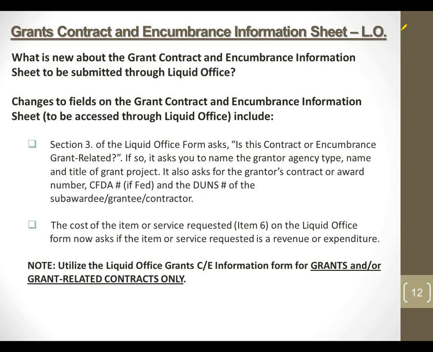Okay, thank you, Kathy. Note down at the bottom, and I'm not sure that I've made this clear, but please be mindful, if the contract or the encumbrance is not grant related, you will not submit the grant contract and encumbrance form through Liquid Office. You will utilize the form that you're all familiar with and have been using for years now. You'll do that the very same way you always have, which is fill out the form, collect the signatures, attach the supporting documents, and deliver it to Contracts Administration. Again, the grants related contracts and encumbrances, those are the matters that are to be processed through Liquid Office.